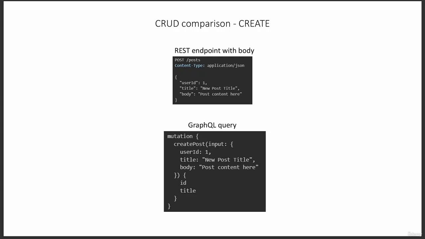Here, we not only create the post, but also ask for its ID, title, and the name of the user who created it, all in one round trip. It's clean, efficient, and flexible. Update operation works similarly to create.